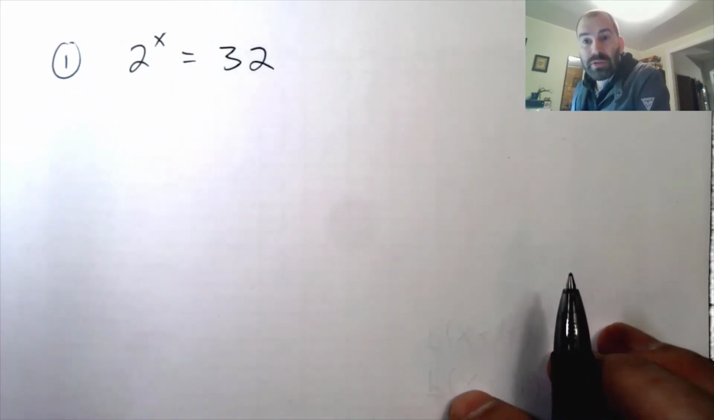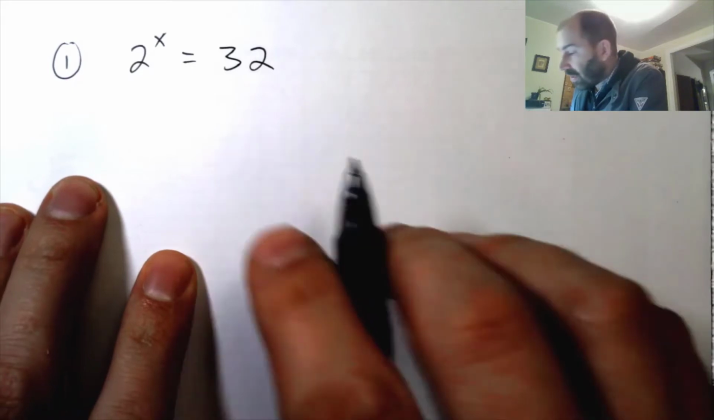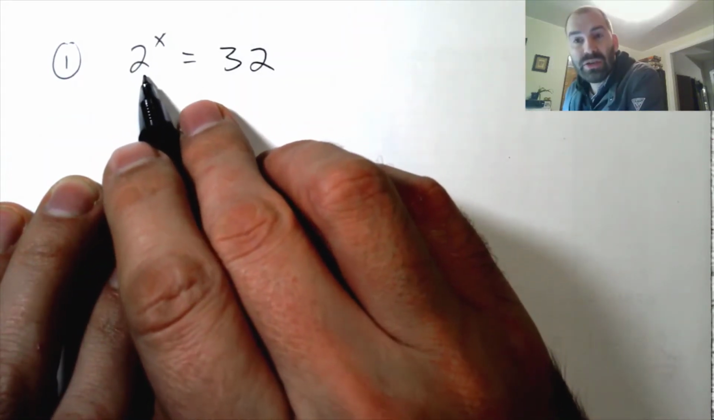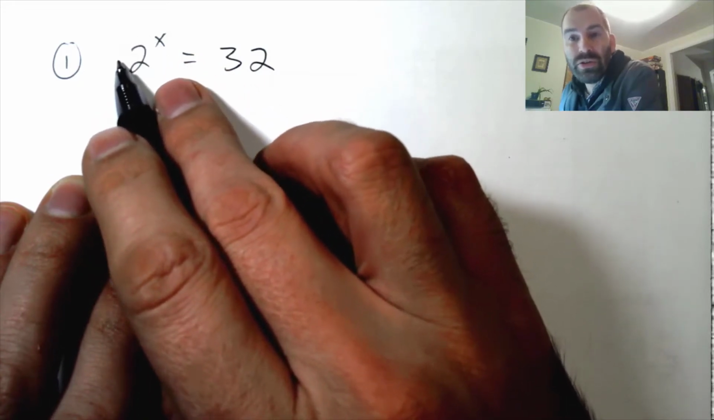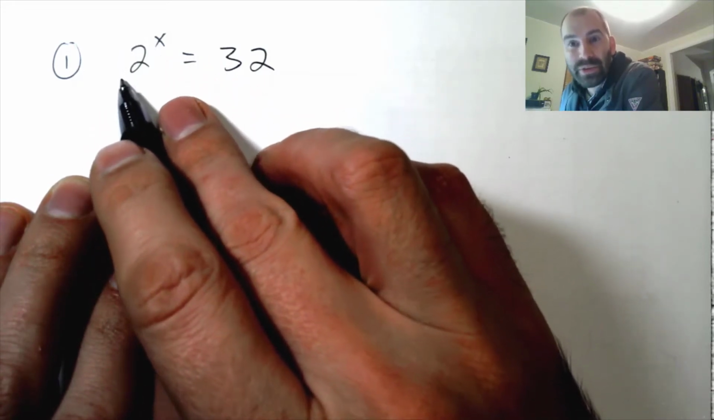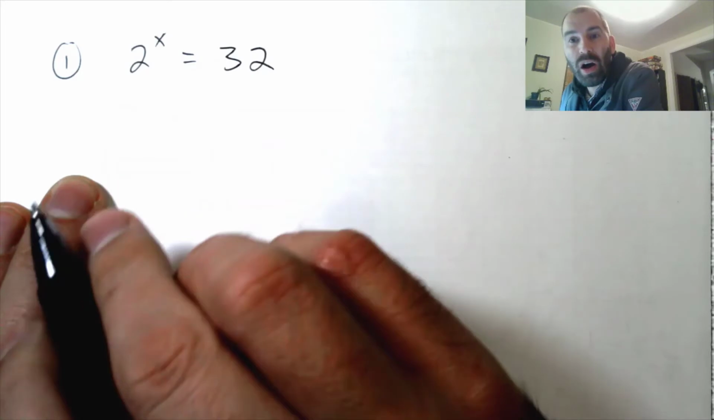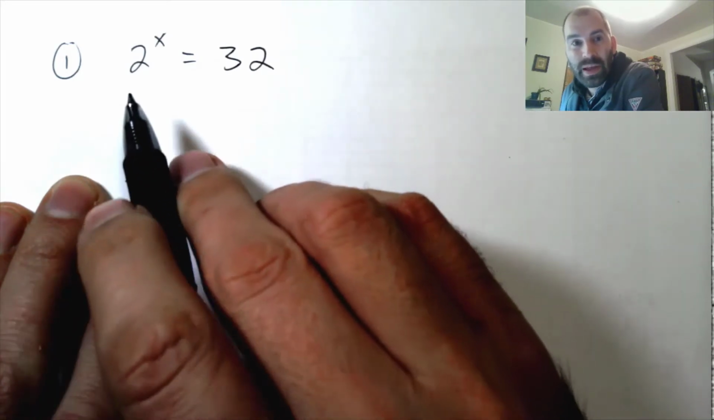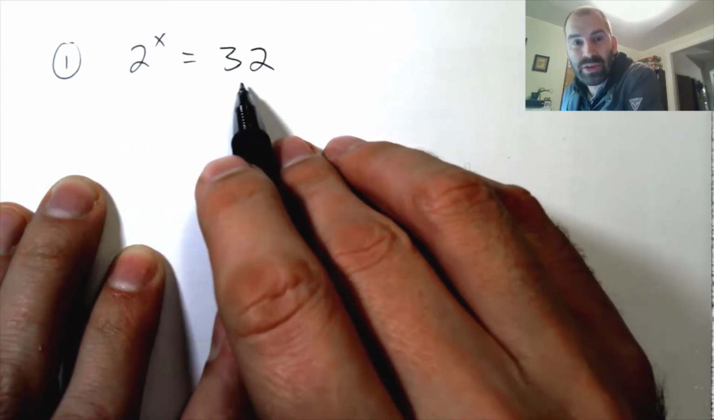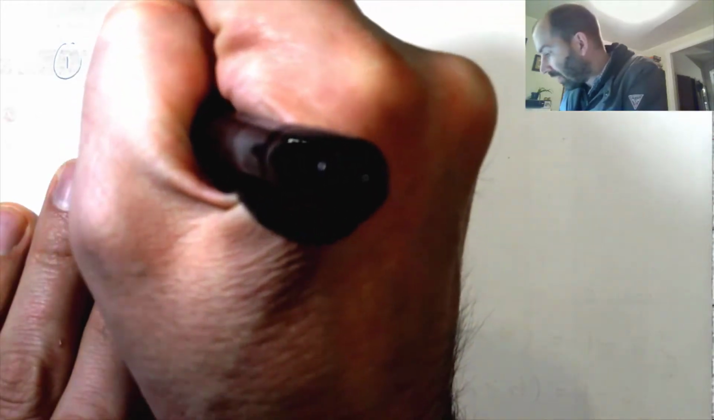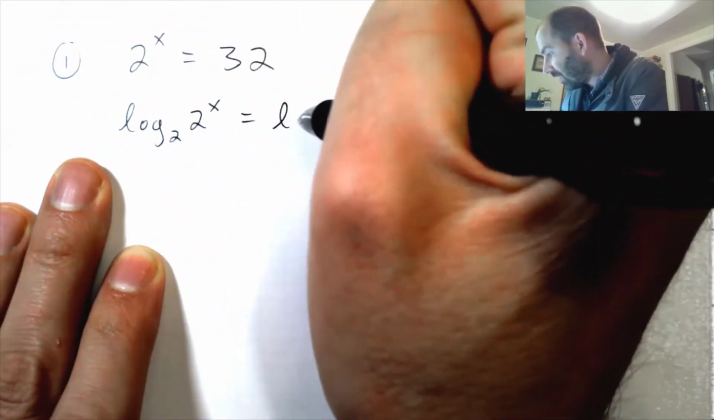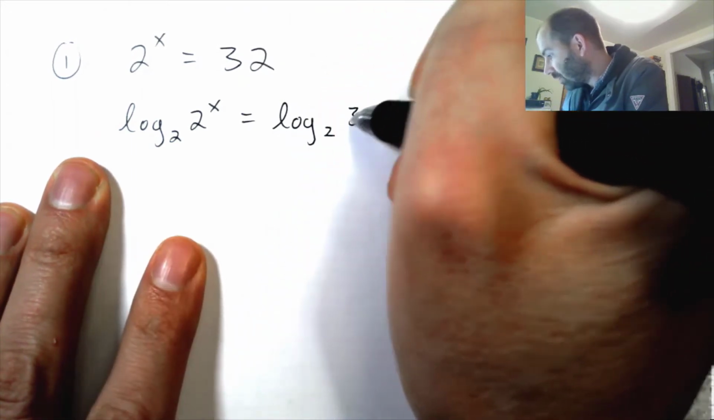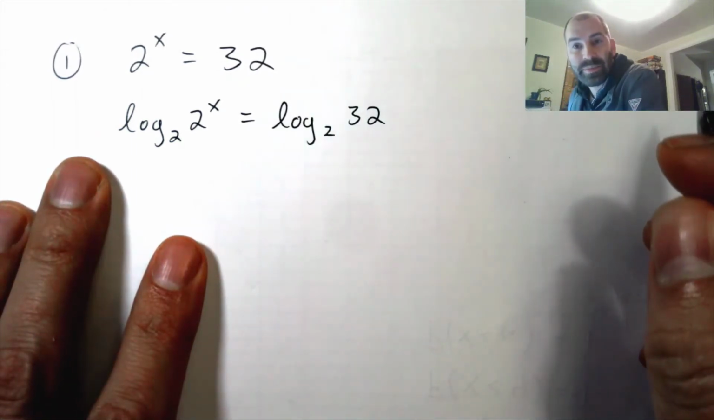Remember that logs are inverses to the exponential functions. So here I have an exponential function with base 2. So to undo that, I'm going to apply the inverse. So I'm going to apply log base 2. If I do it to the left-hand side, I also have to do it to the right-hand side. So I'm going to take log base 2 of the left-hand side and log base 2 of the right-hand side.